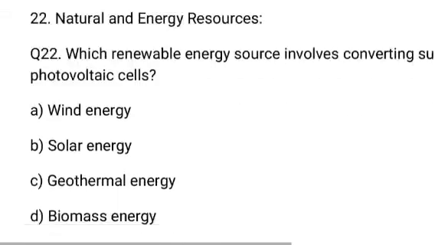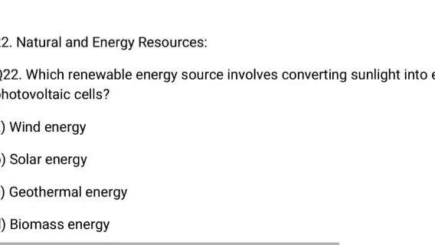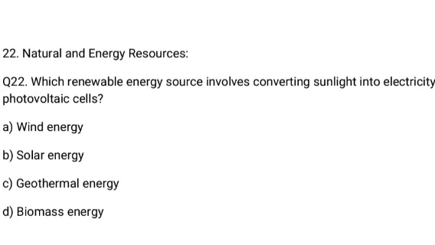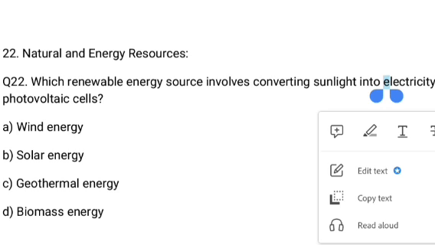Number 22, related to natural and energy resources, it says which renewable energy source involves converting sunlight into electricity using photovoltaic cells? Wind energy, solar energy, geothermal energy, biomass energy. So it will be solar.